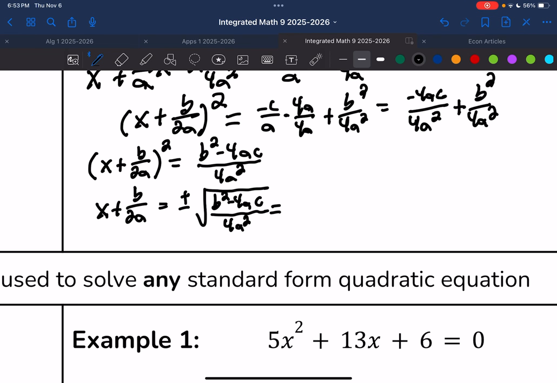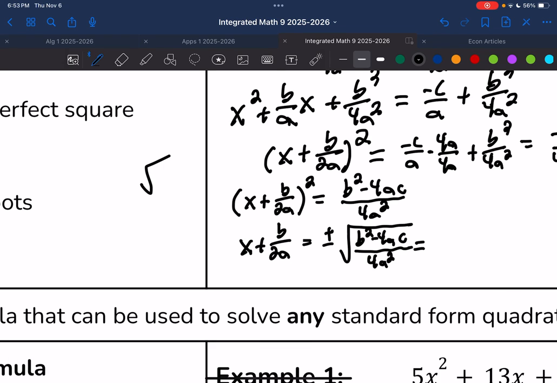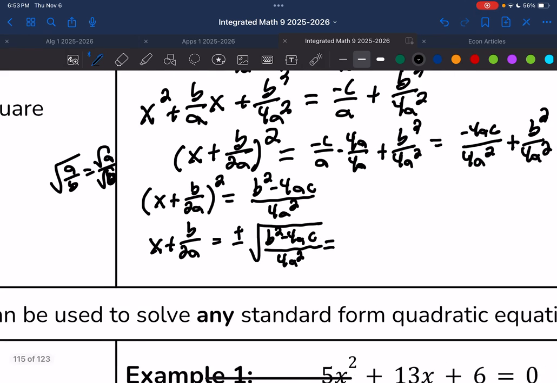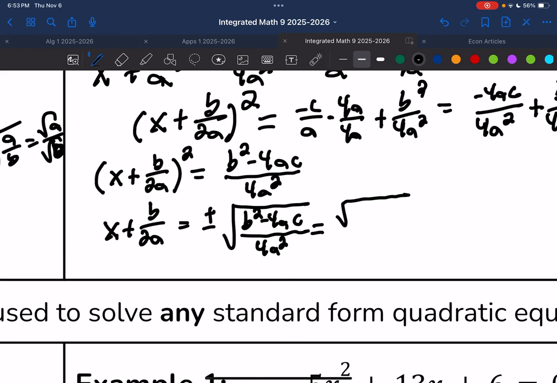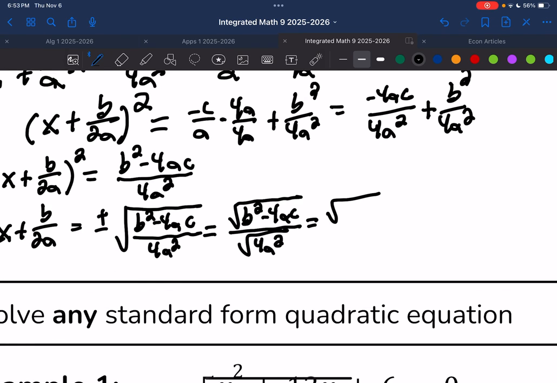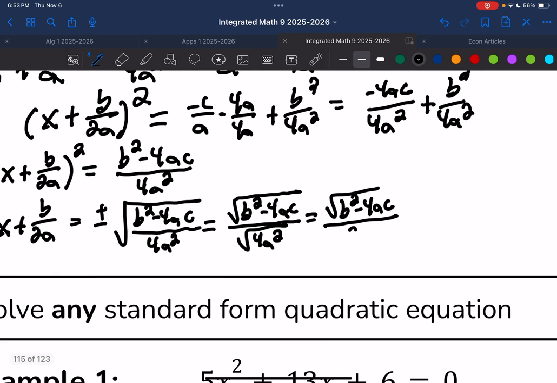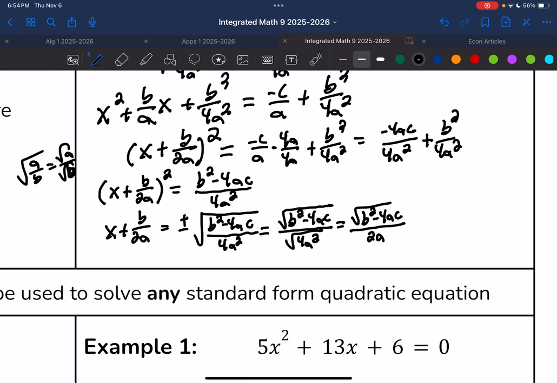And here I'm going to use our radical property, right? Remember, the square root of a over b, we can do the square root of a over the square root of b. So I'm going to do that here. I'm going to call this the square root of b squared minus 4ac all over the square root of 4a squared. Well, that's 2a.